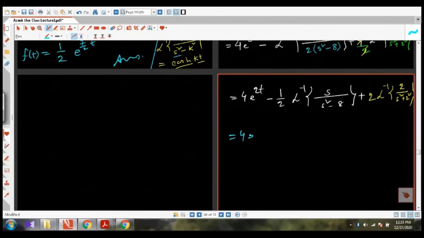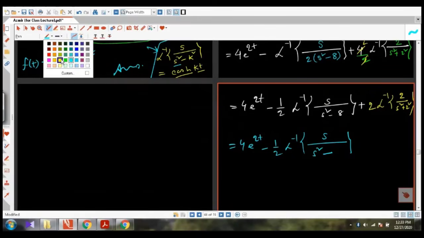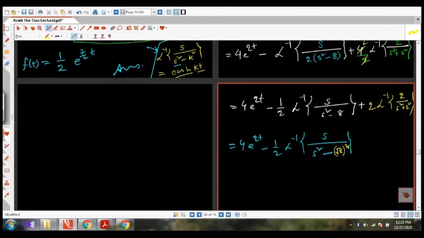So 4 e to the power 2t negative 1 over 2 inverse Laplace of s over s squared. Have a look here. The formula says that inverse Laplace of s over s squared negative k squared. So here we have 8. Just to make it k squared form, what we have to do here? Can anyone guess? It will be easy. Root 8 squared, right? Yes, sir. So plus 2. And this is going with the direct formula.